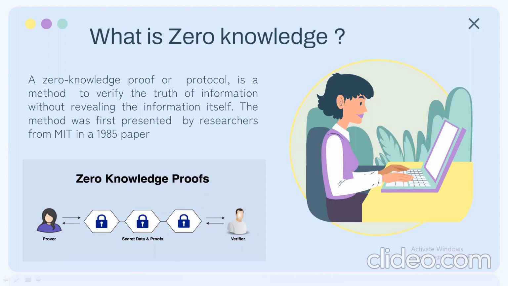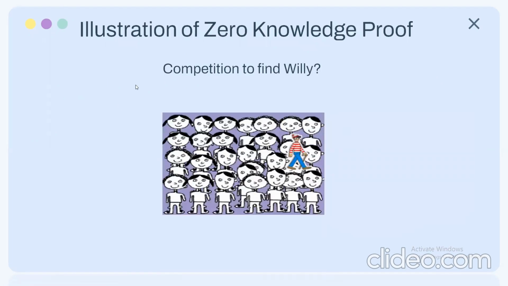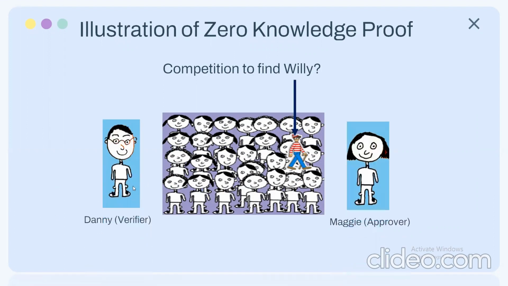1985. Now to clearly understand zero knowledge proof, let me tell you a short story. Let us assume that there is a competition to find the Willy character from the following clipboard, as you can see on the screen. And we have 2 competitors. One is Danny the verifier and one is Maggie the approver. After a few minutes of the competition, Maggie claims that she won the competition, that she knows the exact location of Willy on the clipboard. Now Danny wants to verify whether her claims are true or she's making false allegations.